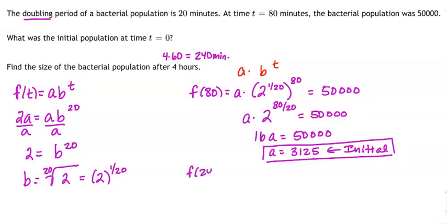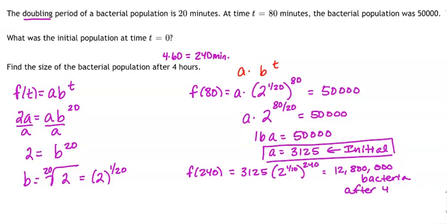So f of 240, now we'll take that 3125 times our base of 2 to the 1/20th to the power of 240. By using 2 to the 1/20th, I'm using an exact value for b, and then I can do any rounding as needed at the end. In this case, we'll come up with a nice whole number. So we'd end up with 12,800,000 as we put that into our calculator. You can simplify those exponents first if you want to, multiply them 1/20 times 240, or put that all in your calculator at once. This is a population, so this is telling us how many bacteria that we have after that time frame of 4 hours.